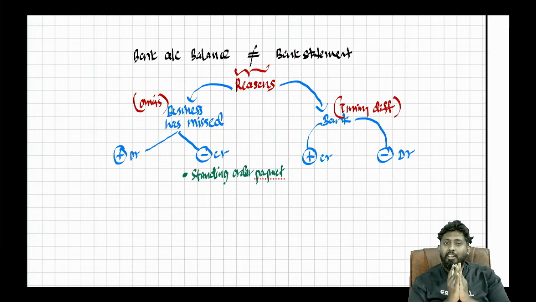So what's a standing order payment? The bank would have deducted it, but our business, our accountant, wouldn't have deducted it. So why is it not an error? Because the accountant becomes aware of it on the day they receive the bank statement, which is after the period, after a month. So that is a standing order payment.